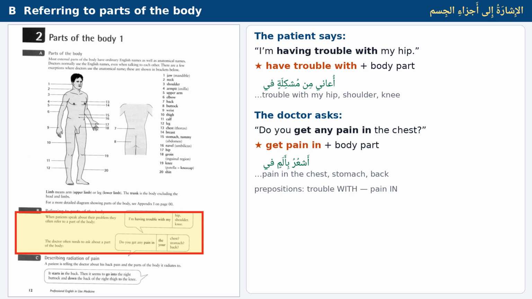Now, the doctor often needs to ask about a part of the body. The doctor asks, do you get any pain in the chest? Second collocation, get pain in. أشعر بألم في. Do you get any pain in the chest? In the stomach? In the back? Notice the preposition again, pain in. So remember, trouble with, but pain in. Please repeat. I'm having trouble with my hip. Do you get any pain in the chest? Very good.